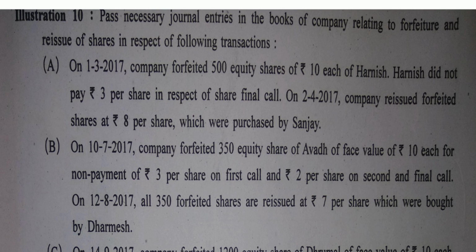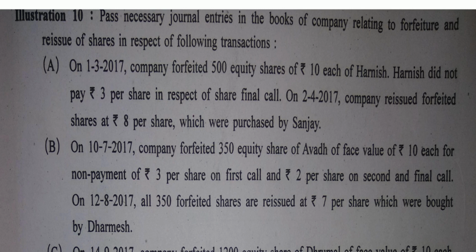They are talking about final call. That means the called up amount is rupees 10. Harnish did not pay final call of rupees 3. That means how much did he pay actually? He paid 7 rupees. See, they have clarified. 500 shares are forfeited. एक शेयर कितने रुपए का है? 10 rupees. Harnish did not pay 3 out of 10. That means how much did he pay? 7.